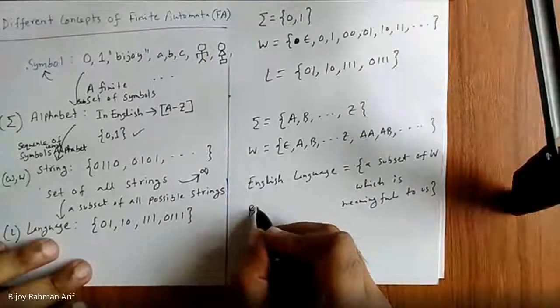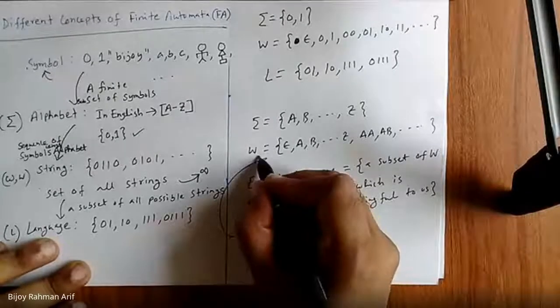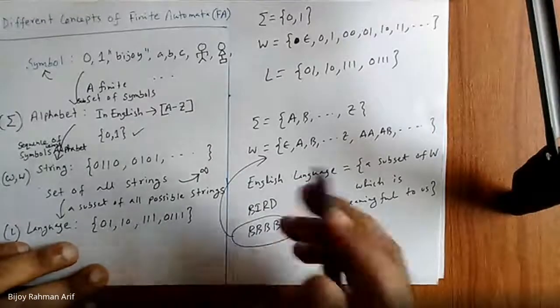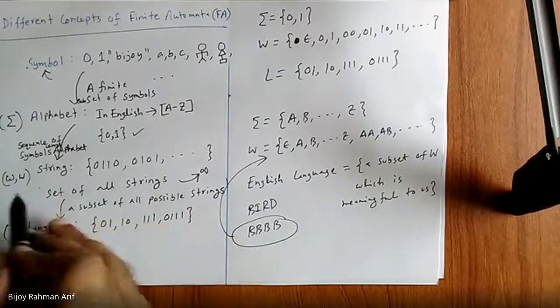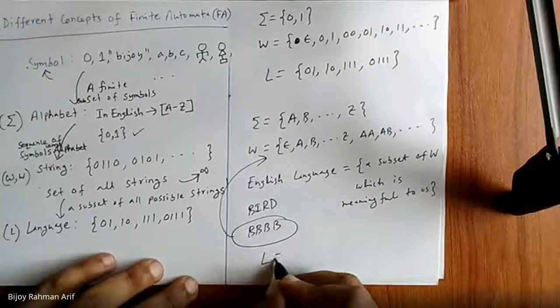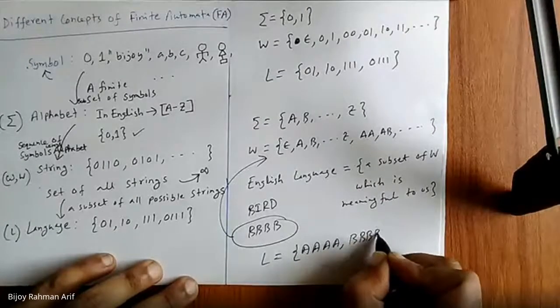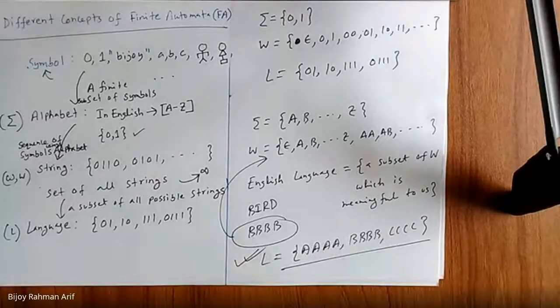Not my name. My name is a proper name. That is different. Let's assume "bar". This is meaningful to us. But "B" also belongs to this set. Am I right or not? Yes. But in English language, we do not consider this kind of thing. But our language definition says the set of all strings is W, capital W, and a subset of all possible strings is a language. So we can construct a language like this also: A, B, B, B, B, C, C, C, C. By definition, it can be our language.